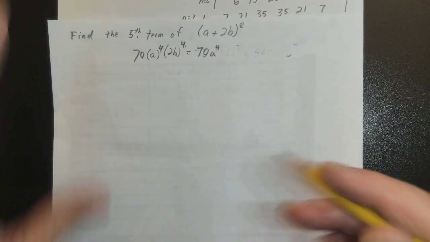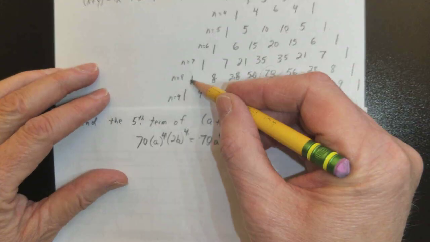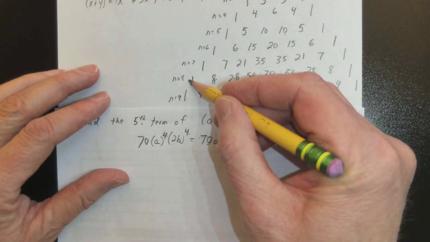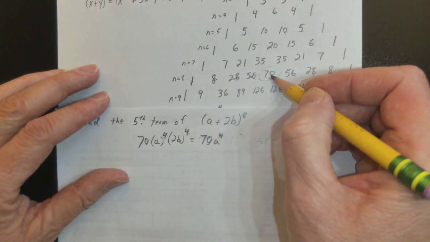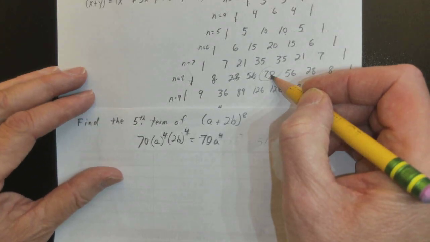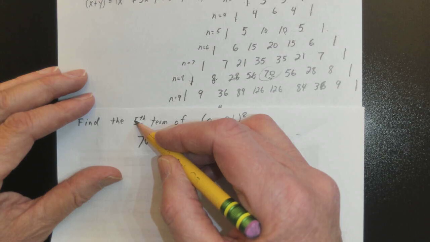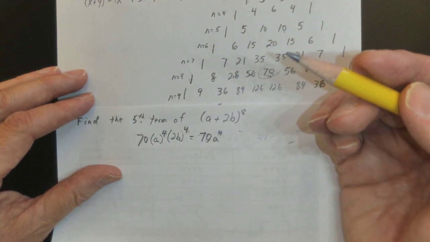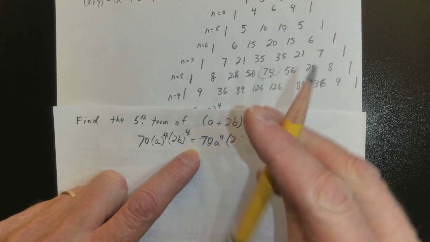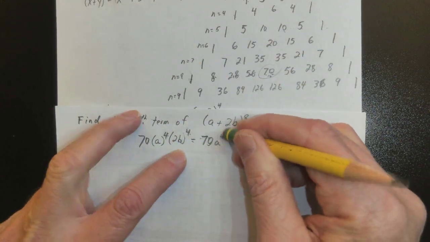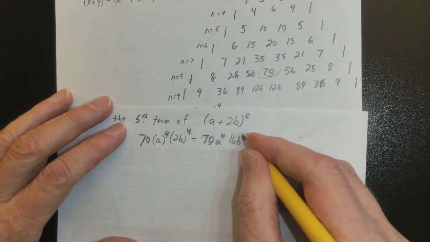The triangle? Yes. 8, 7, so this is a to the 8th, a to the 7th, a to the 6th, a to the 5th, a to the 4th. Okay. That fifth term is not automatically the exponent. So, it's probably one less all the time. Thank you very much. So 70 a to the 4th times 16 b to the 4th.